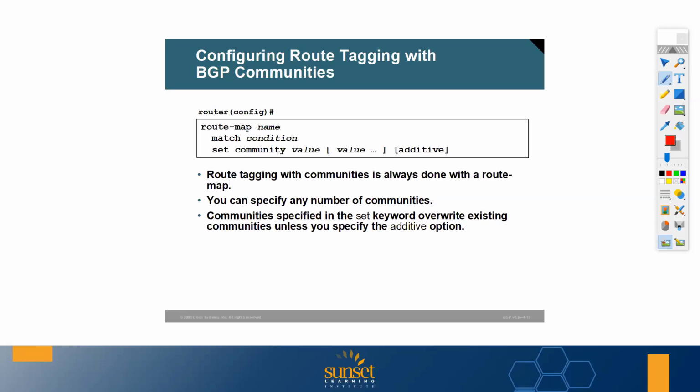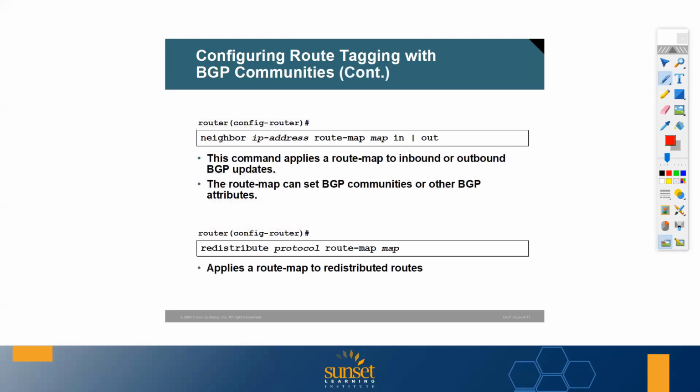But add in some multiple community strings. It's up to you whether you want to drop all the other ones and just send the community strings that we're setting, or send all community strings that we have available. Then we'll apply that route map either inbound or outbound to a neighbor. Underneath BGP, we'll say neighbor, the IP address of that neighbor, route-map, and the name of your route map, typically on the way outbound to that neighbor. So we're setting those community strings as it goes outbound.